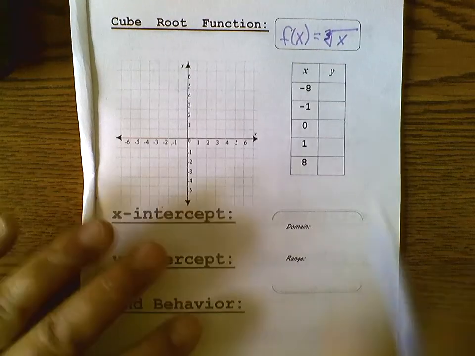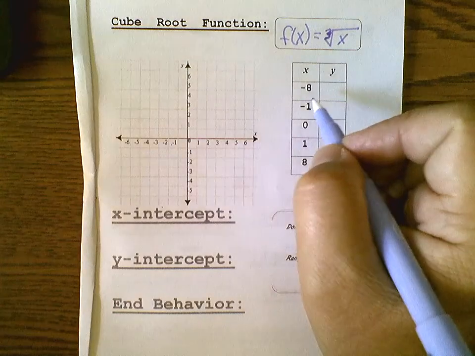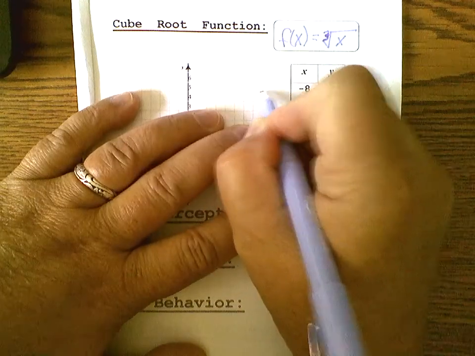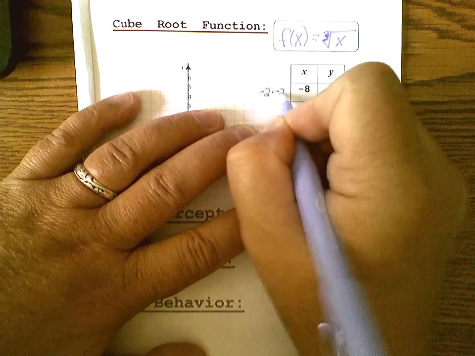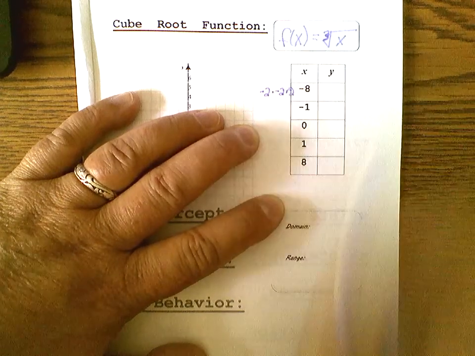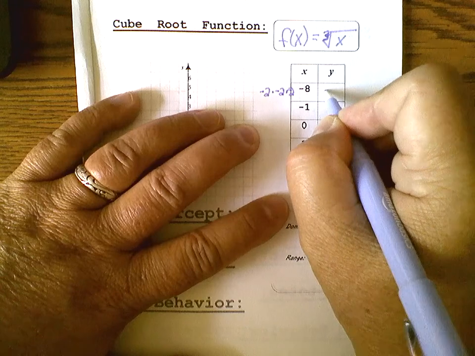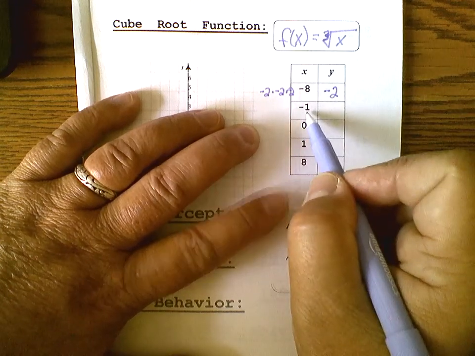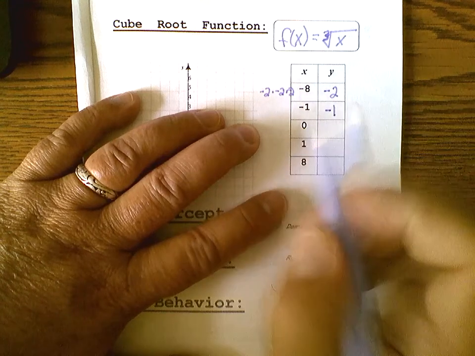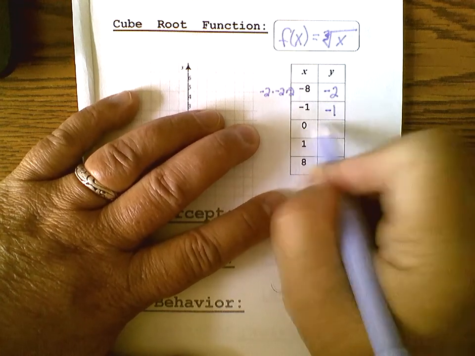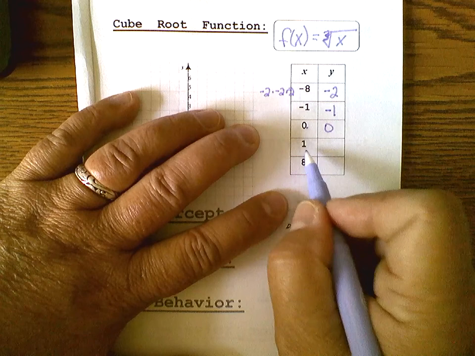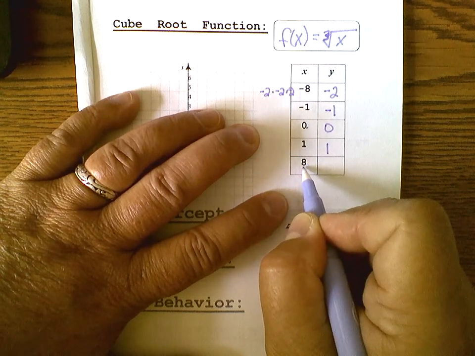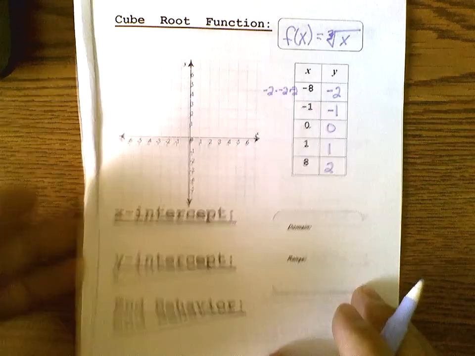All right, so what number times itself 3 times will give us -8? Well, we just said earlier, -2 times -2 times -2 is -8. So -2. The cube root of -1 is -1. Cube root of 0 is 0. Cube root of 1 is 1. And the cube root of 8 is 2.